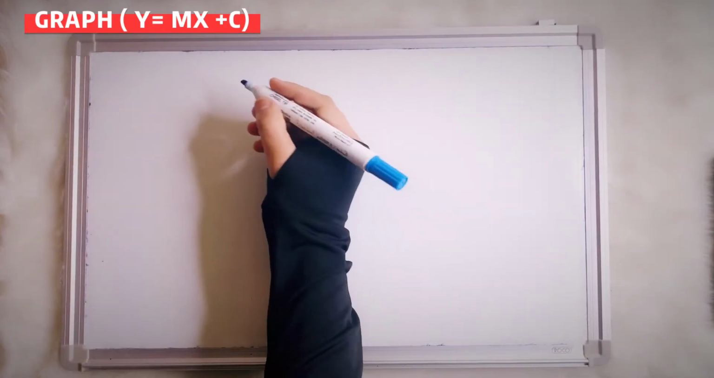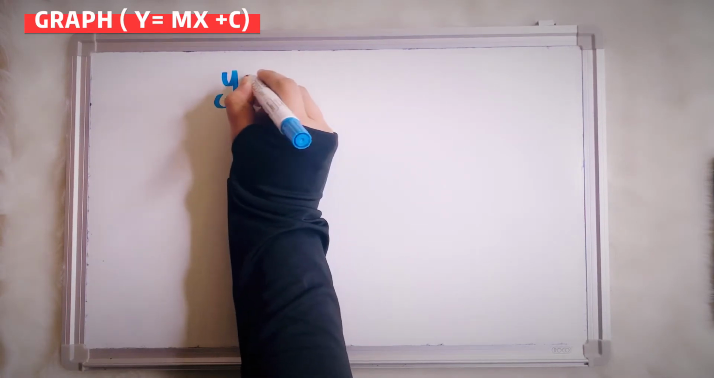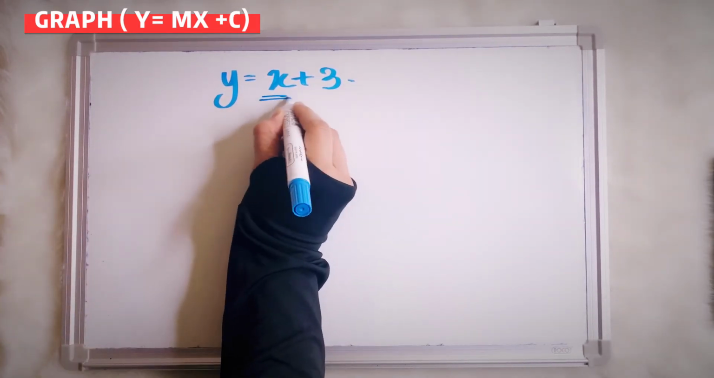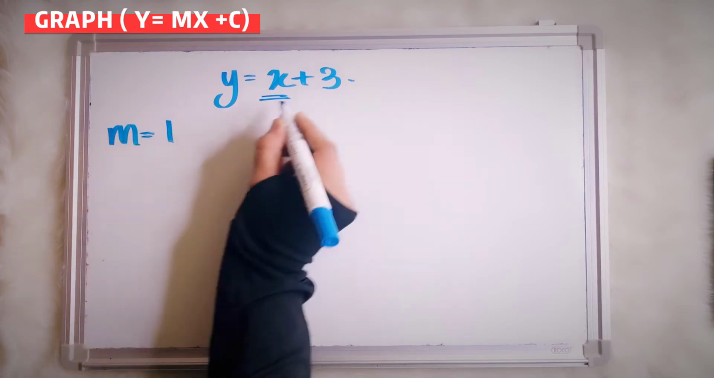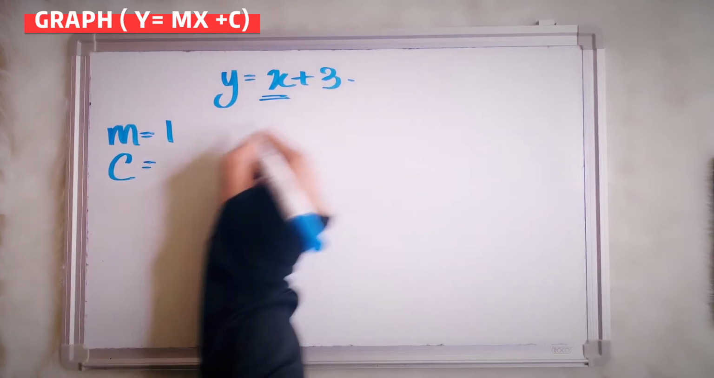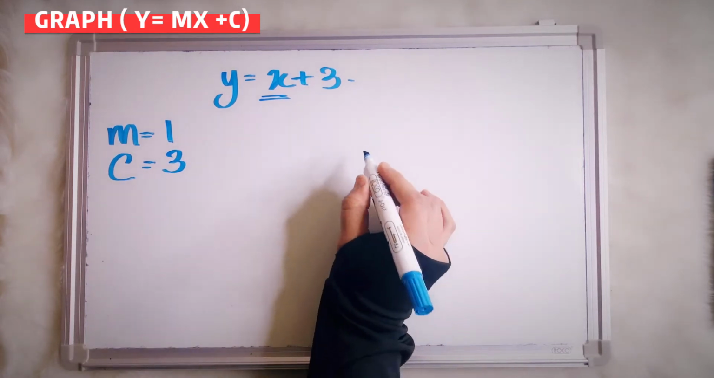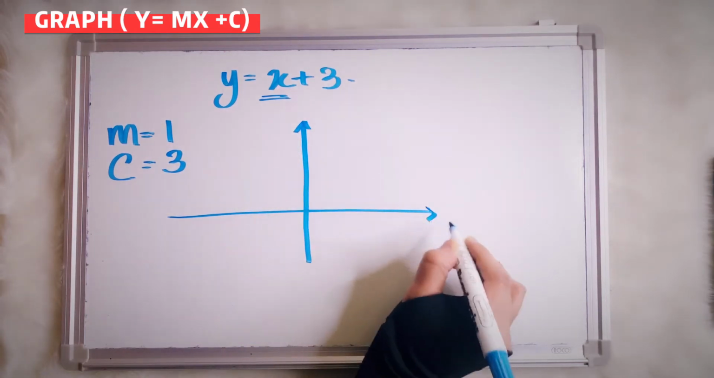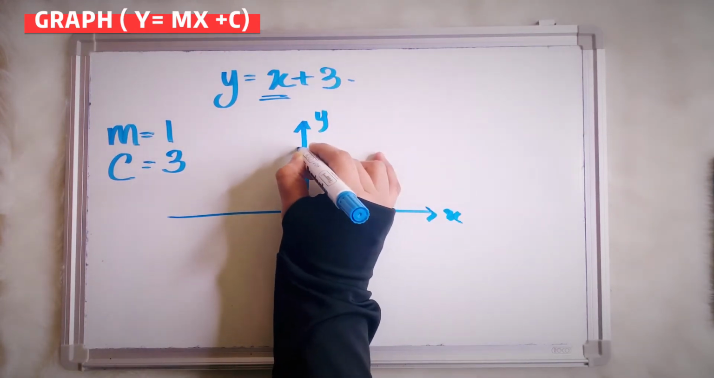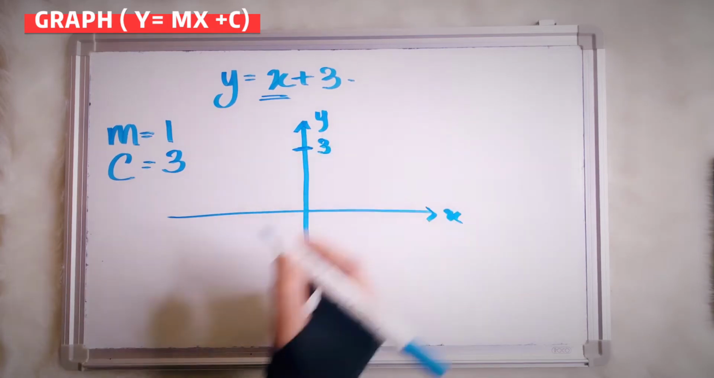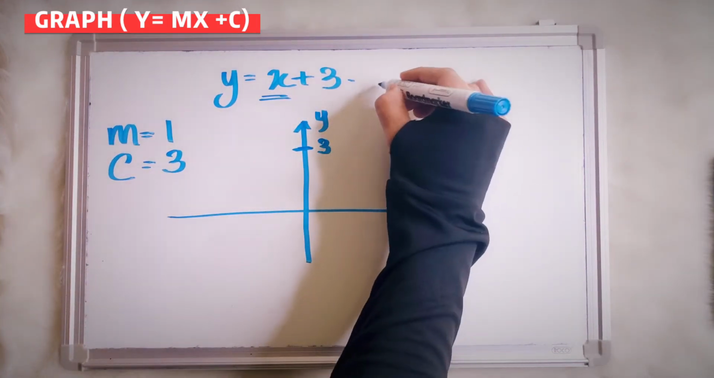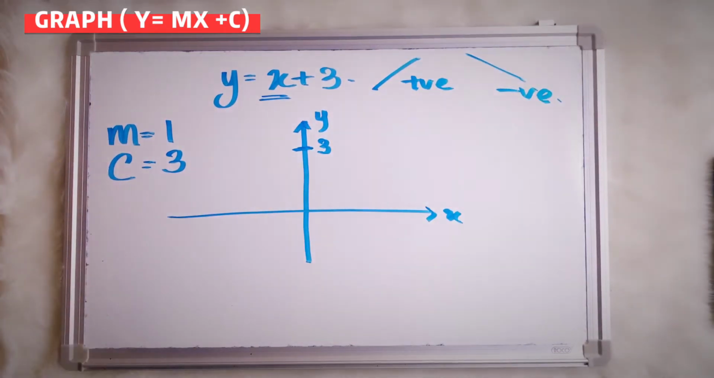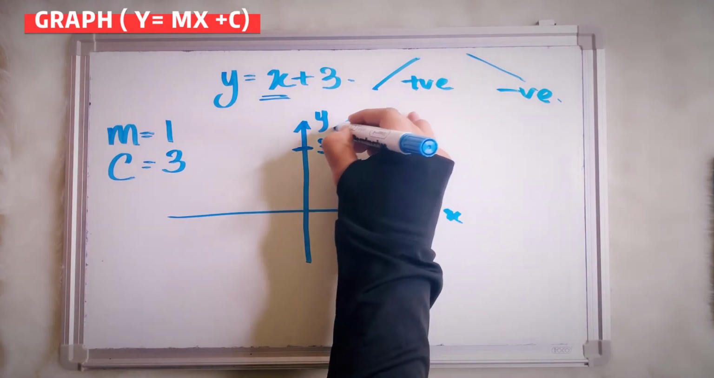So your y equals x plus 3. That means this is your gradient, so your gradient will be 1, and your c equals 3. Now, how to sketch our graph. This is x, this is y. Our y-intercept is here, that means 3. Now this is a positive graph, versus a negative graph. So basically your graph is like this.